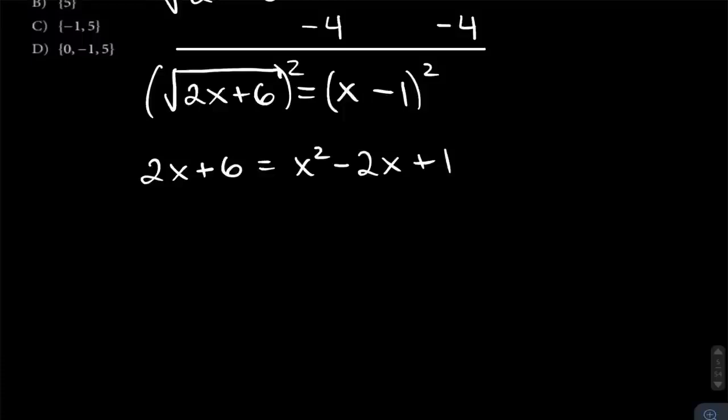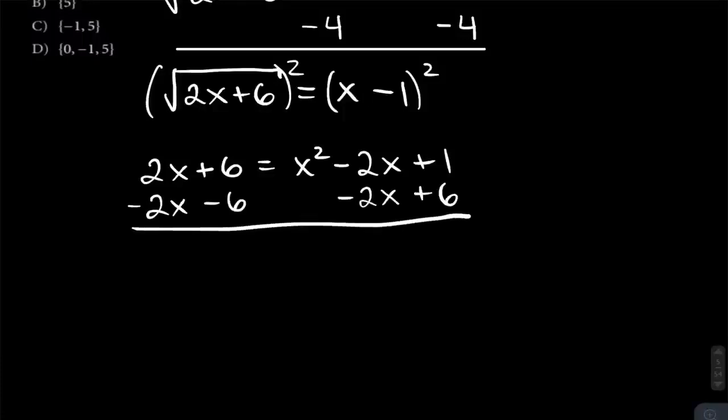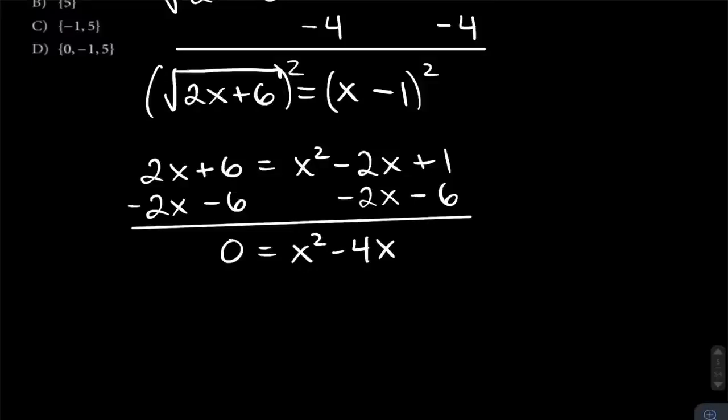Awesome. So now we're going to just get all our terms to one side. We see that we have an x squared term, and so it looks like we're going to have to solve a quadratic. So subtracting 2x and subtracting 6 on both sides, oops, that's a little error, we get that 0 is equal to x squared minus 4x minus 5. All right? And now we just factor.